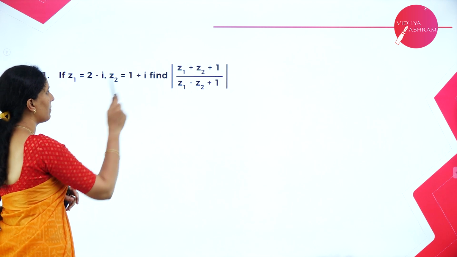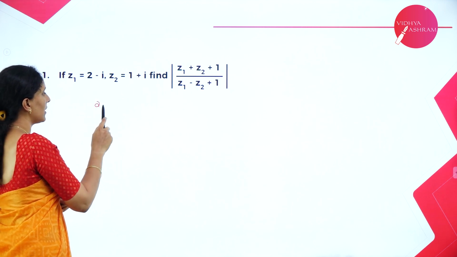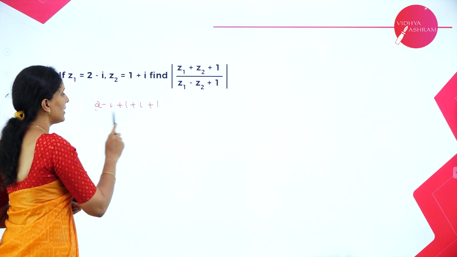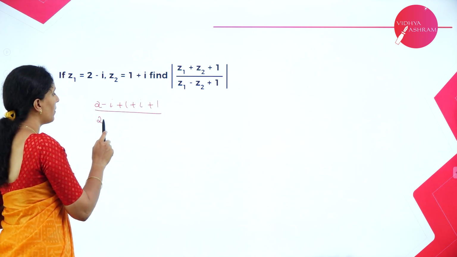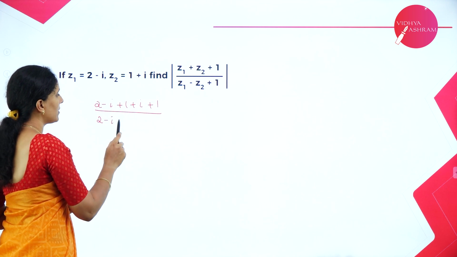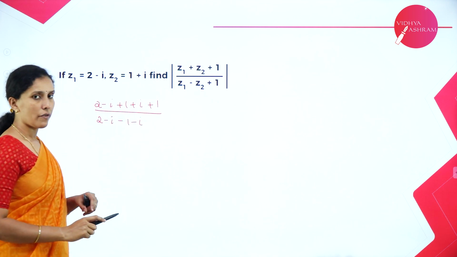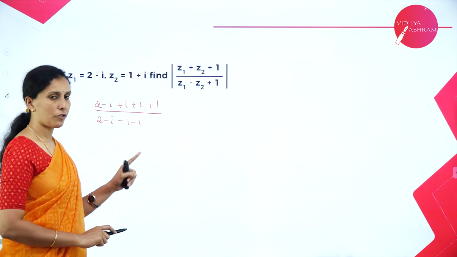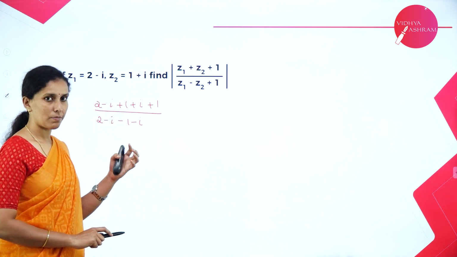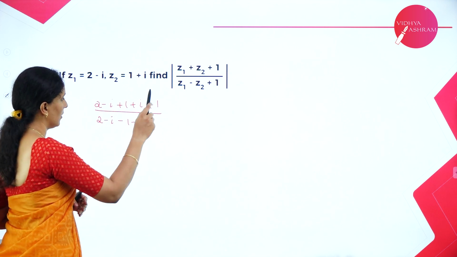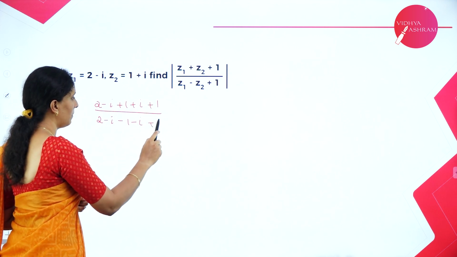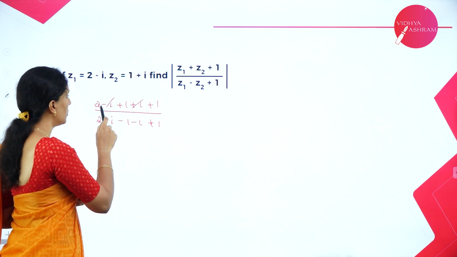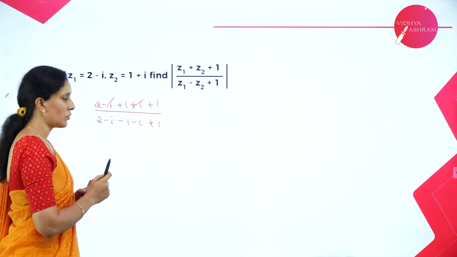Let us take z1 plus z2. So, when I say z1 plus z2, it is 2 minus i plus 1 plus i plus 1. z1 minus z2 means 2 minus i, minus z2 means minus 1 minus i. So, when you are writing minus of the given complex number, change the sign of the complex number, minus if it is plus, plus if it is minus. Then we have here plus 1. So, here minus i plus i gets cancelled. 2 plus 1 plus 1 becomes 4.